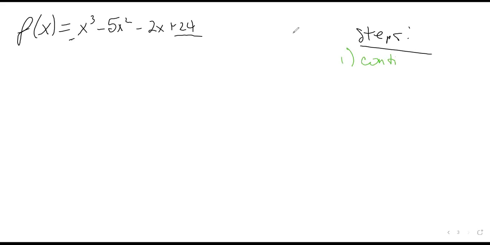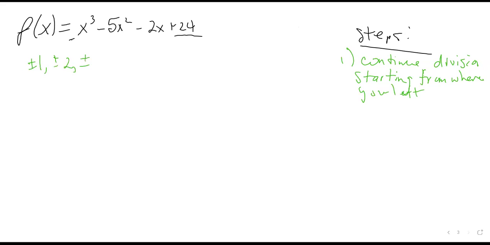So step for this second part, R2, number 1: continue division, starting from where you left off. This is going to be a long step. Right, so if we did all the ones, I'm going to rewrite the factors here. So plus or minus 1, plus or minus 2, 3.